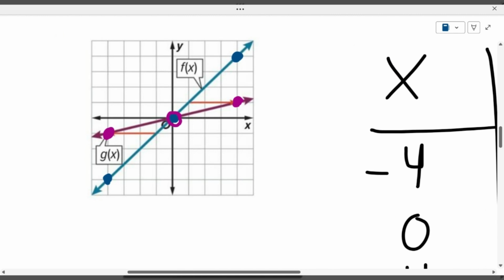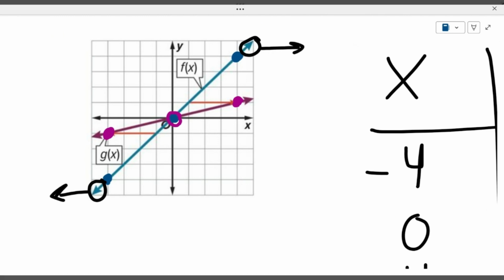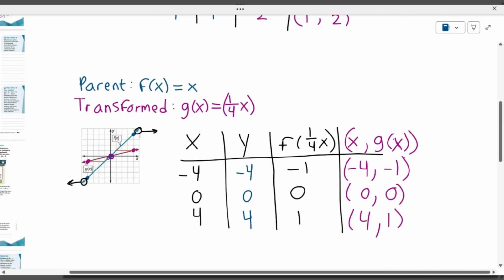So if we were to grab our blue function on the ends here, and we were to pull it horizontally, going in these directions, we're going to see it stretch and stretch and stretch to where it gets closer to our x-axis or closer to the purple function. And that is how you find a horizontal dilation.